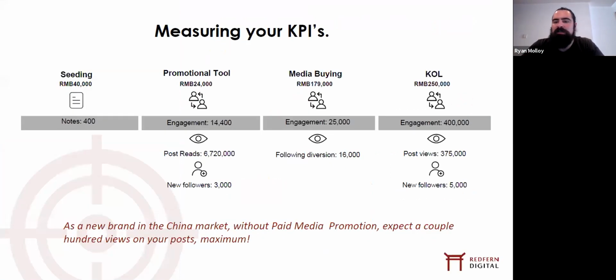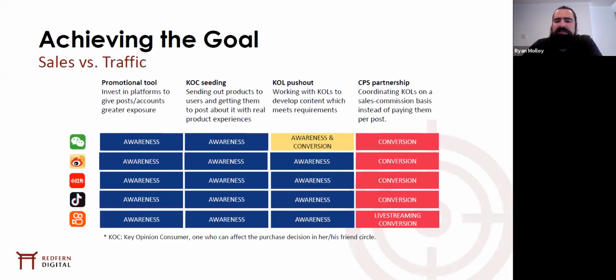And this is a different example of KPIs. Obviously, this is all for media exposure, but different things such as KOC seeding, so sending products out to KOCs, can give you a certain amount of notes. We've got promotional tools, you've got media buying, and then you also have KOL engagement. Without paid media promotion, you'll also have issues with your own media, right? So your WeChat account, all these other things. Paid media supports both your own media, your official accounts, and it supports your EC stores.